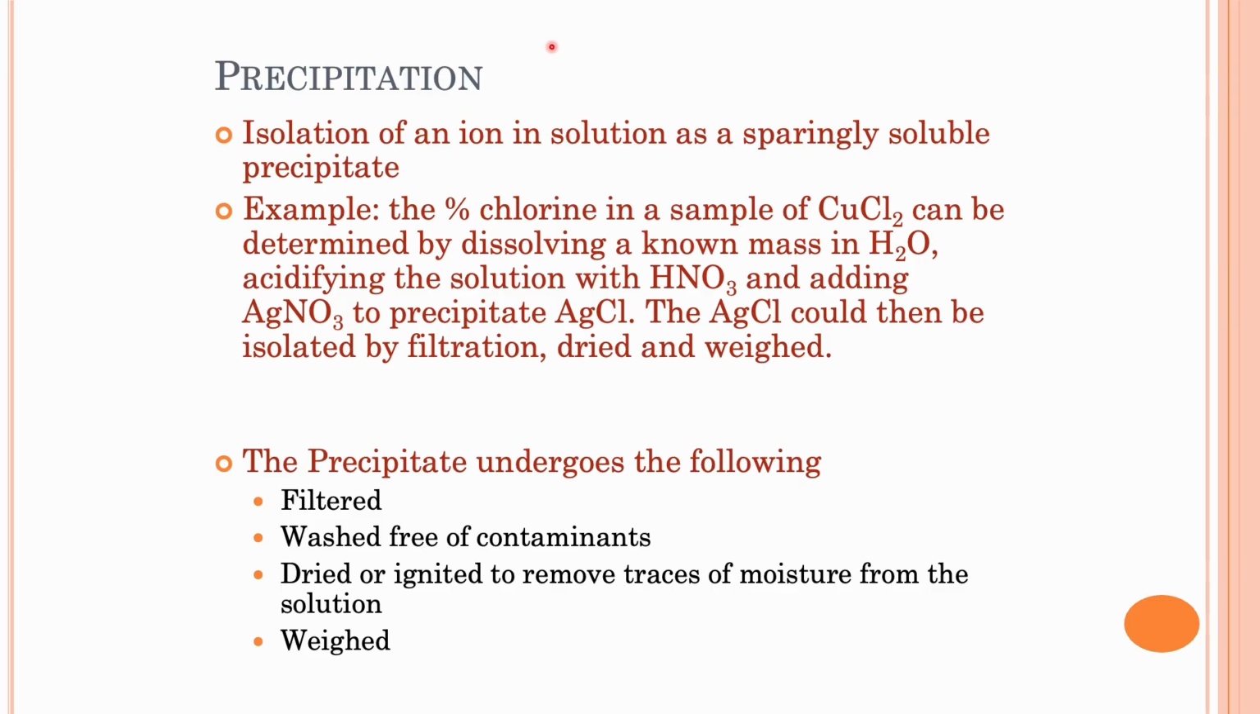So an example of a precipitation is the percentage of chlorine in a sample of a copper chloride can be determined by dissolving a known mass in water, acidifying the solution with your nitric acid, and adding your silver nitrate to precipitate silver chloride. The silver chloride can then be isolated by filtration, dried, and weighed. And then from there, you can determine the percentage of chlorine in your sample.